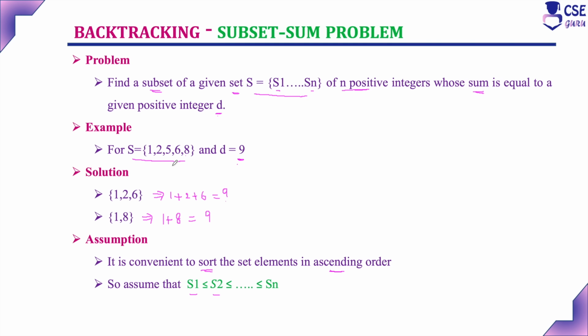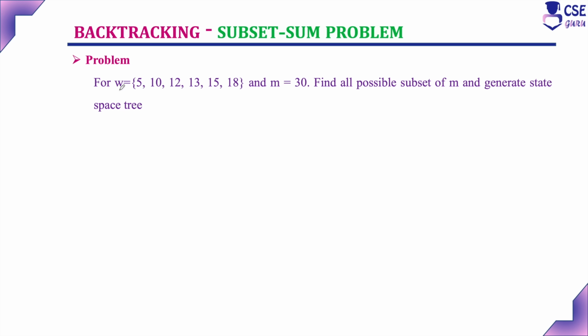Now we will discuss an example to implement the subset sum problem using the backtracking technique. The problem is for W equal to 5, 10, 12, 13, 15 and 18. These are all the elements given in the set, and the sum M is equal to 30. Find all possible subsets for M and generate the state space tree. For this given problem, we need to find subsets of elements from the given set such that the total sum is equal to 30. How many possible subset solutions are possible with this given set, we need to find. So here we need to construct the state space tree.